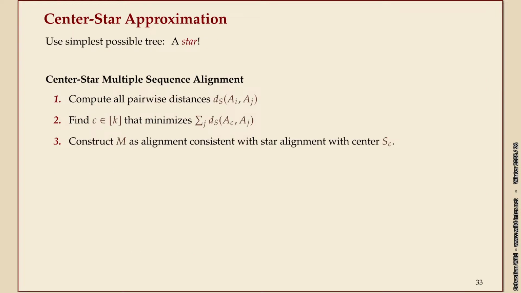Now, to turn this into an algorithm, we need to pick a tree. And what's the maybe simplest possible tree? A star. Maybe you should have said a path, but for the analysis, it's a star. So there's some sequence that we put in the middle, AC for center, and all the others are just around that one, connected with some edge.